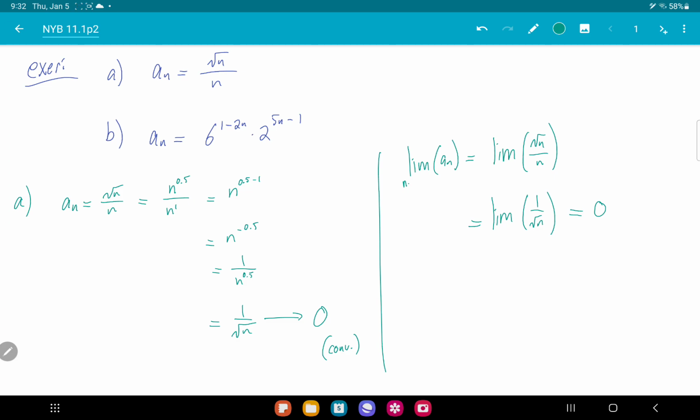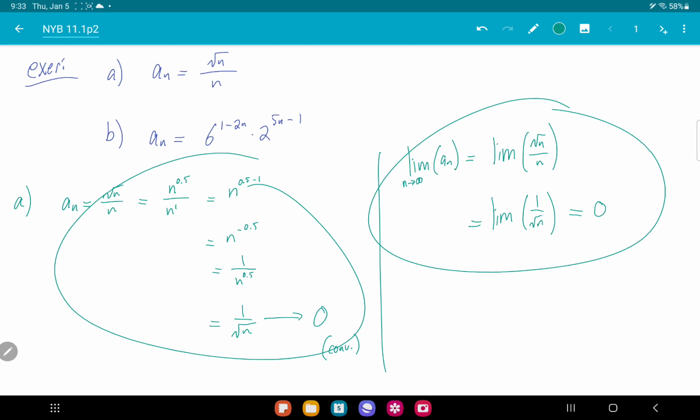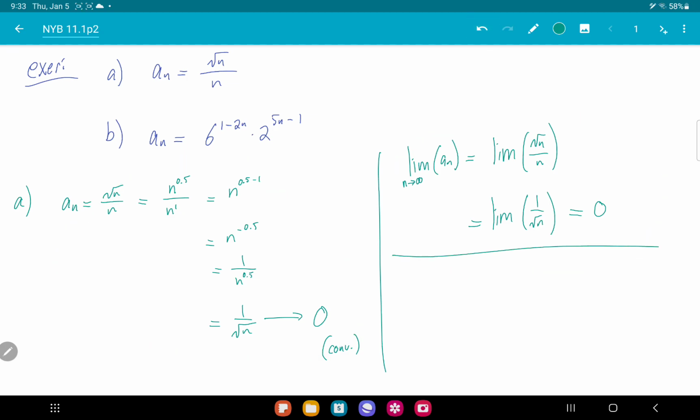Maybe the first time I'll put in n goes to infinity here. Not really necessary, because when we're talking about sequences, it's always lim n goes to infinity. So there's no ambiguity if I just drop this n goes to infinity here. Okay, what do I want to talk about? Okay, so right here and right here, two different solutions. Either one is fine.